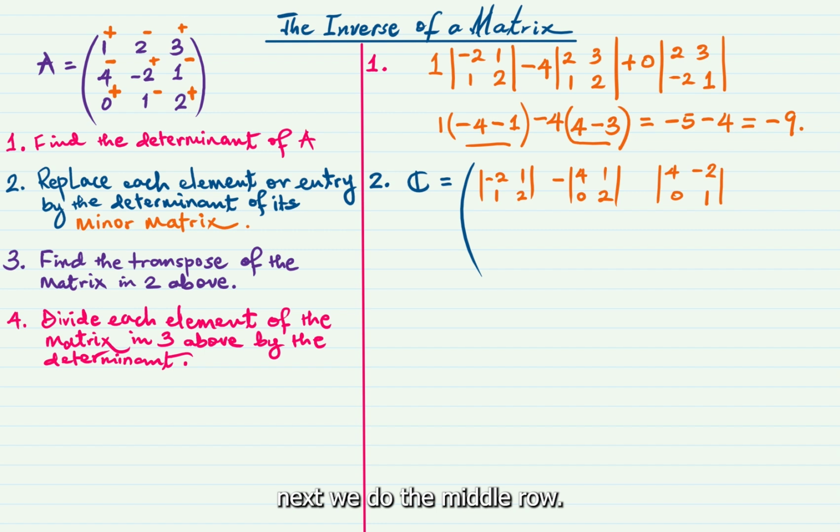Next, we do the middle row. Remember, now that is a minus. So begin by putting a negative sign. Cancel its row, cancel its column. You go 2, 3, 1, 2. So 2, 3, 1, 2.